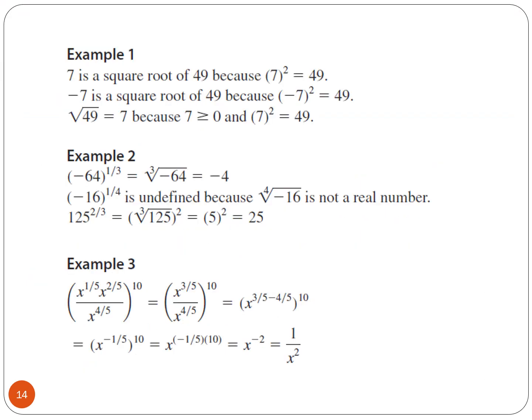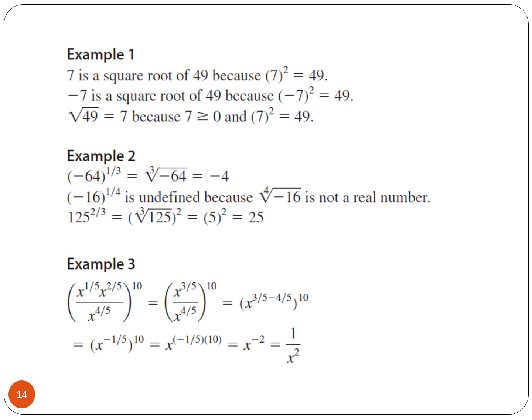Now here are some examples. 7 is the square root of 49 because 7 squared is equal to 49. But also minus 7 is a square root of 49 because minus 7 squared is equal to 49. But when you use the square root symbol, you take the positive square root. So the square root of 49 is always equal to 7. 7 is greater than 0, and 7 squared is equal to 49.